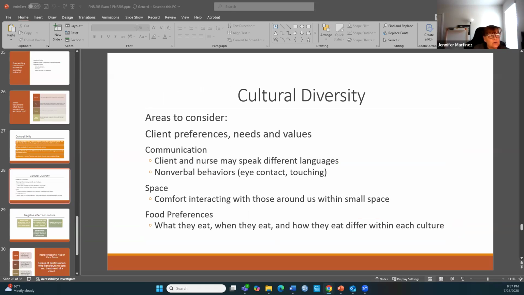So when we look at cultural diversity, areas to consider: client preferences, client needs, values. Language barriers are often one thing. What do we do if we have a client that does not speak our language? Contact an interpreter. Get an interpreter. Absolutely, 100%. Not the family, not the family.